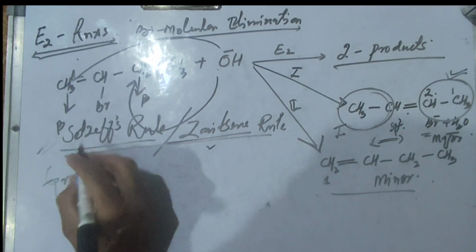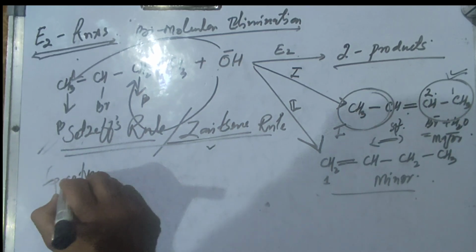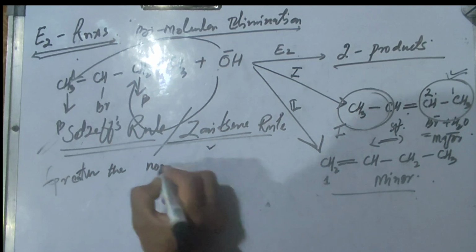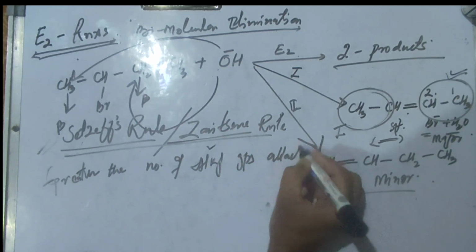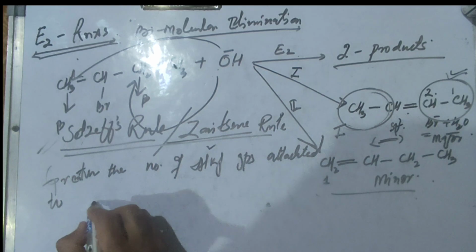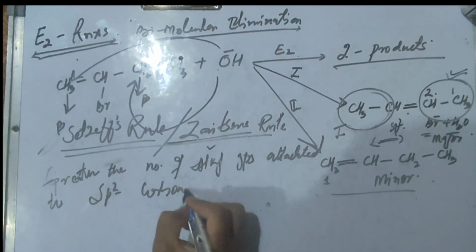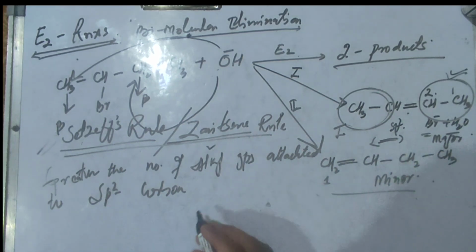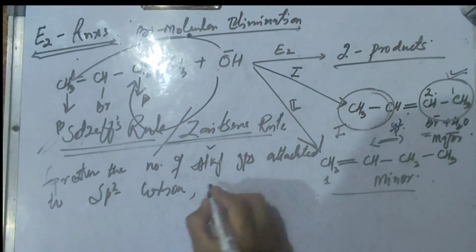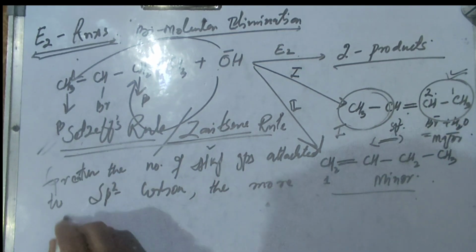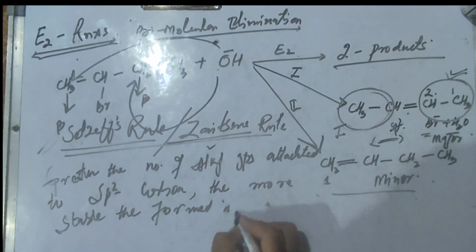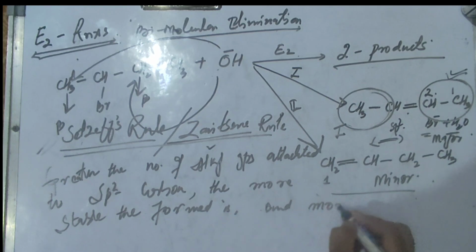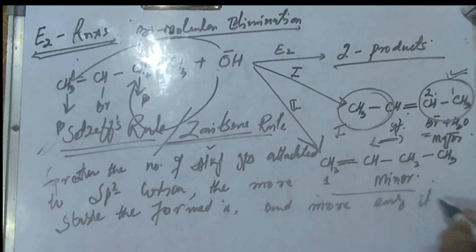That means the greater the number of alkyl or methyl groups attached to sp2 carbons, the greater the number of alkyl groups attached to the sp2 carbon atoms, the more stable the alkene formed is, and the more easily it is formed.